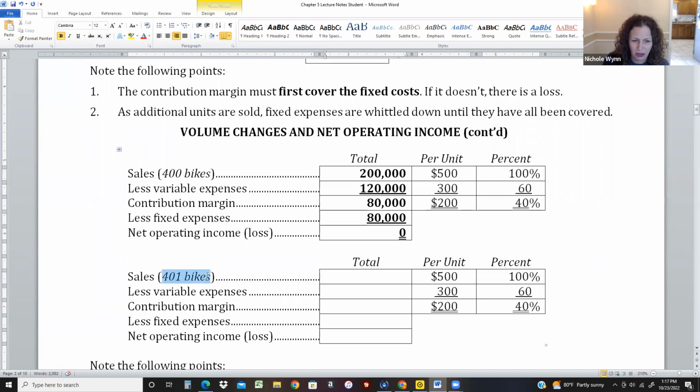So then if I sell 401 bikes, 401 times 500 gives me 200,500. 300 times 401 would be 120,300. And that gives me 80,200. My fixed expenses are 80,000. So now finally I have profit. So once I meet the break-even point, after I cover the fixed costs, then I contribute toward profit.